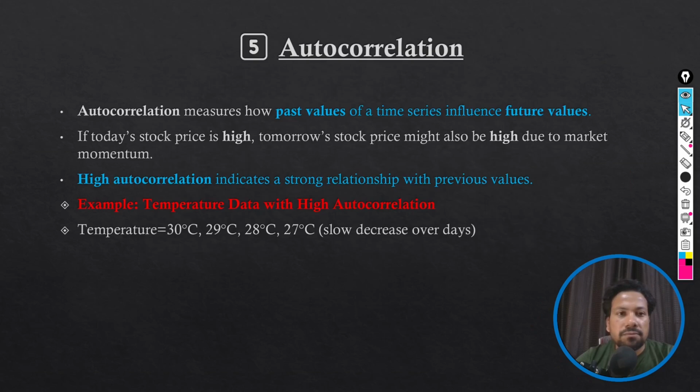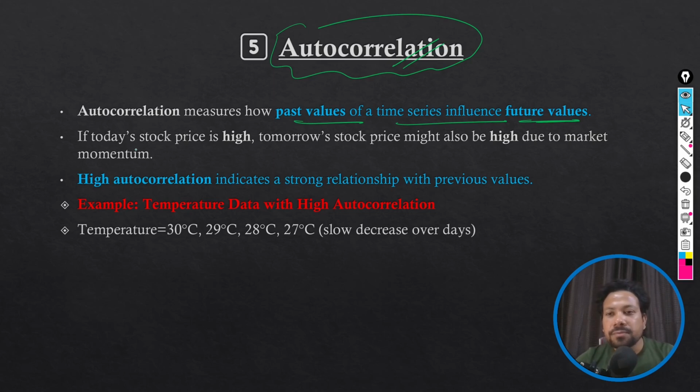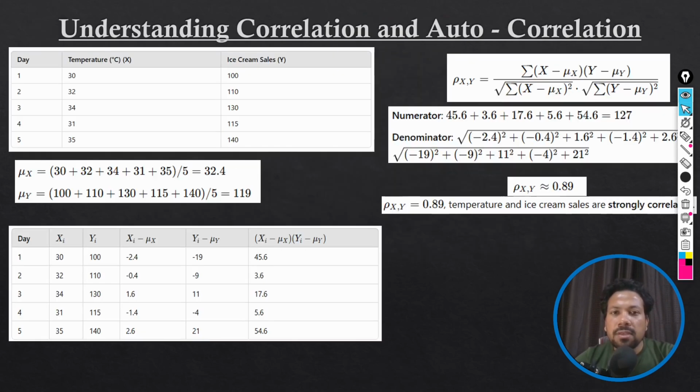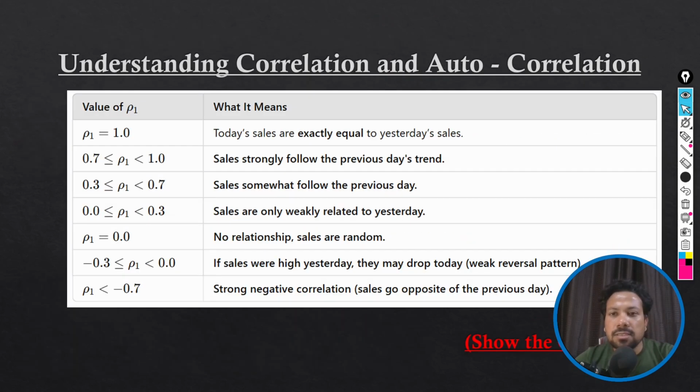So I just wanted to explain autocorrelation, and to explain that I had to take this long route. First, I explained correlation, and then we jumped into autocorrelation. Autocorrelation basically means how past values of a time series influence future values. Okay, now these are the points, you can just read them. Then the next characteristic is, again I have given you one table here.